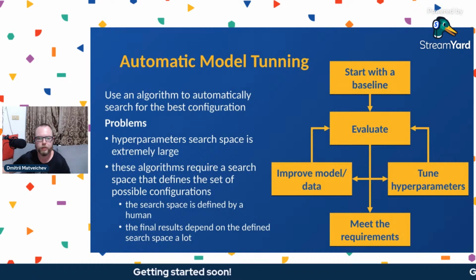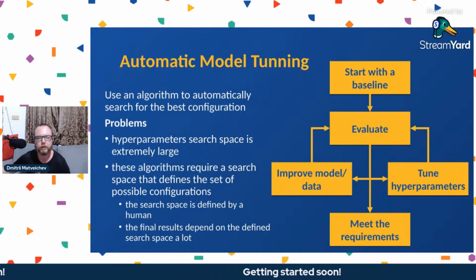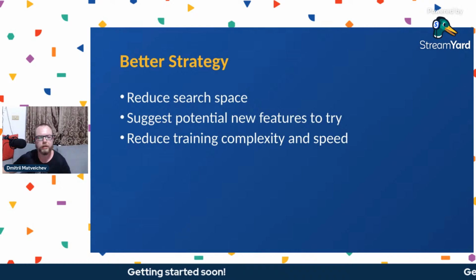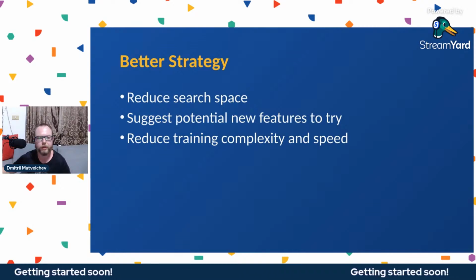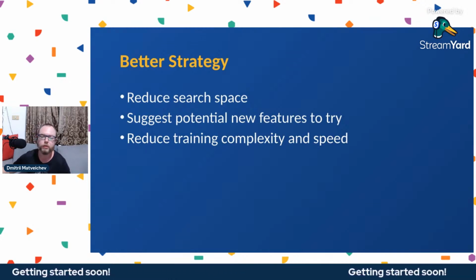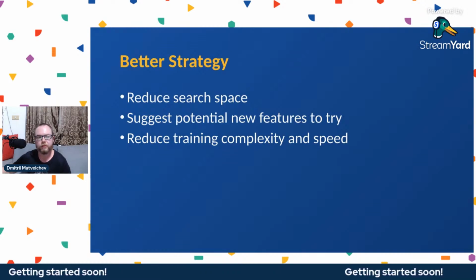Yes, so in this case, with automatic model tuning, we have a human in the loop, and maybe we can also optimize the behavior of the human in some way. So maybe there are some strategies that a human can use to further reduce the hyperparameter search space and overall improve the final results that you can get. Yeah, so an ideal better strategy will have three main features. One is it reduces search space. Another one, it may suggest potential new features to try, so some modifications to your model and some strategies for data preprocessing, augmentation, or something like this.